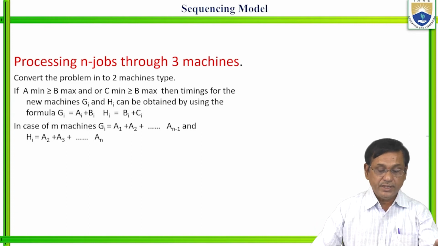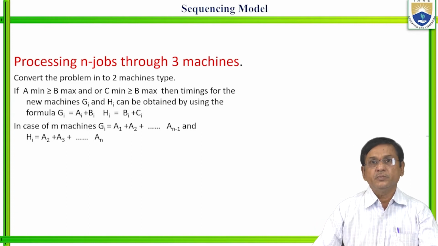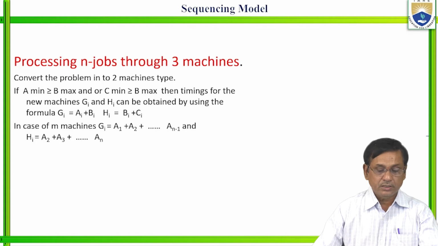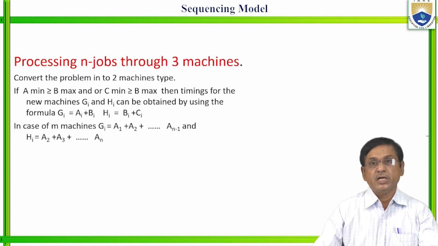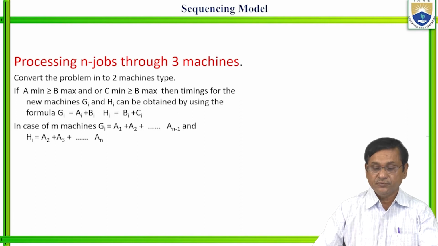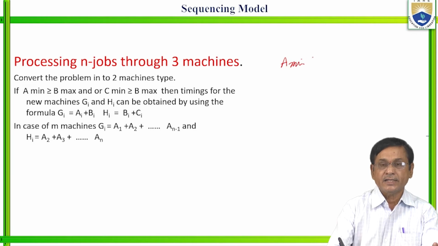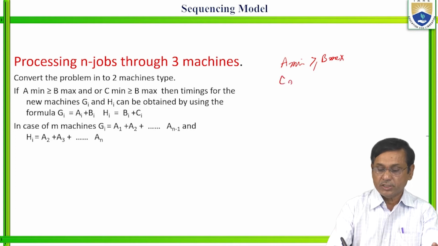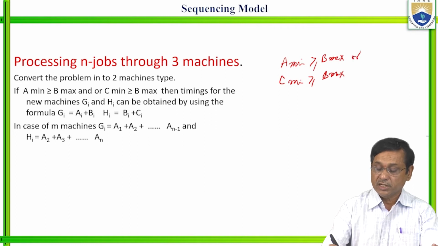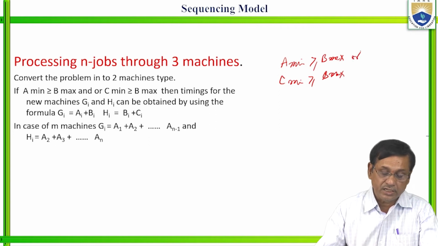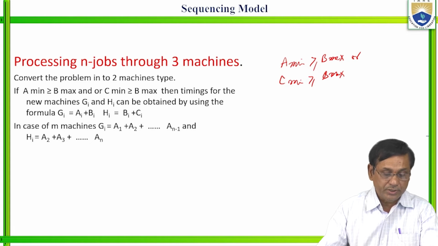Now processing n jobs through 3 machines. When there are n jobs and 3 machines, that can be converted into a 2 machines type. How to convert that? If this condition is satisfied, that means A minimum should be greater than or equal to B maximum, or C minimum should be greater than or equal to B maximum. If either of these conditions is satisfied, then we can convert the 3 machines job into a 2 machines type.